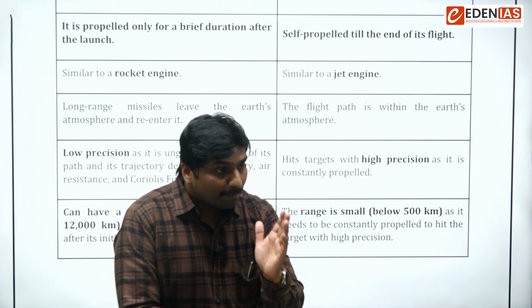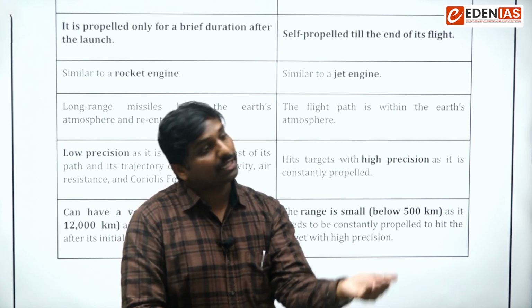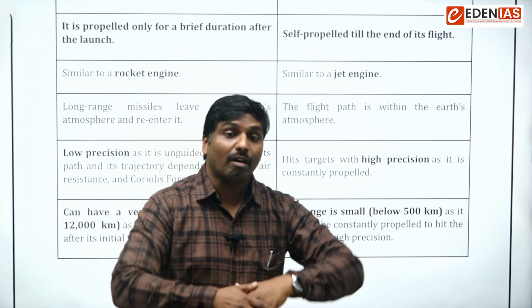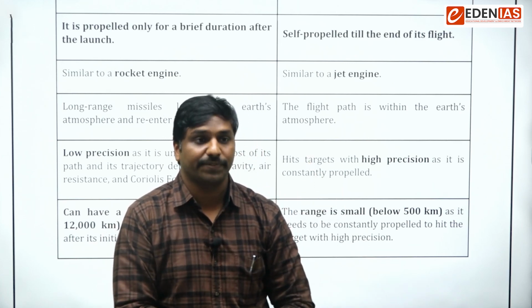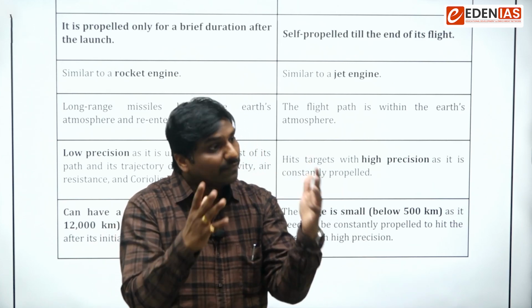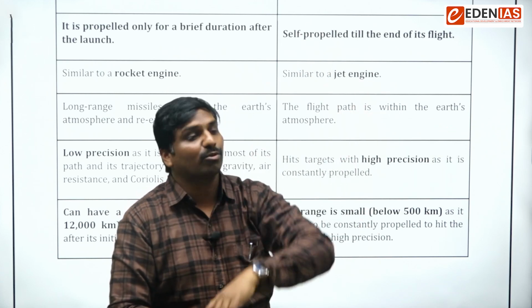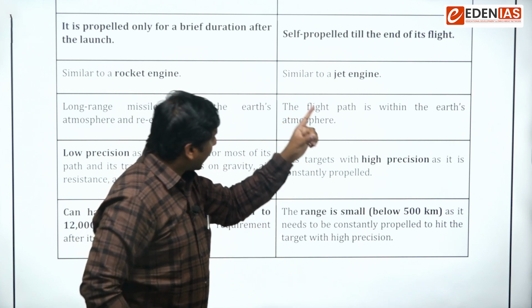So some portion of its journey will be in the atmosphere, and short range missiles will use it within the atmosphere. They will travel within the atmosphere. That means not all ballistic missiles are always within the atmosphere. Most of the journey of long range missiles and intercontinental ballistic missiles will be outside the atmosphere. So be sure with that thing.